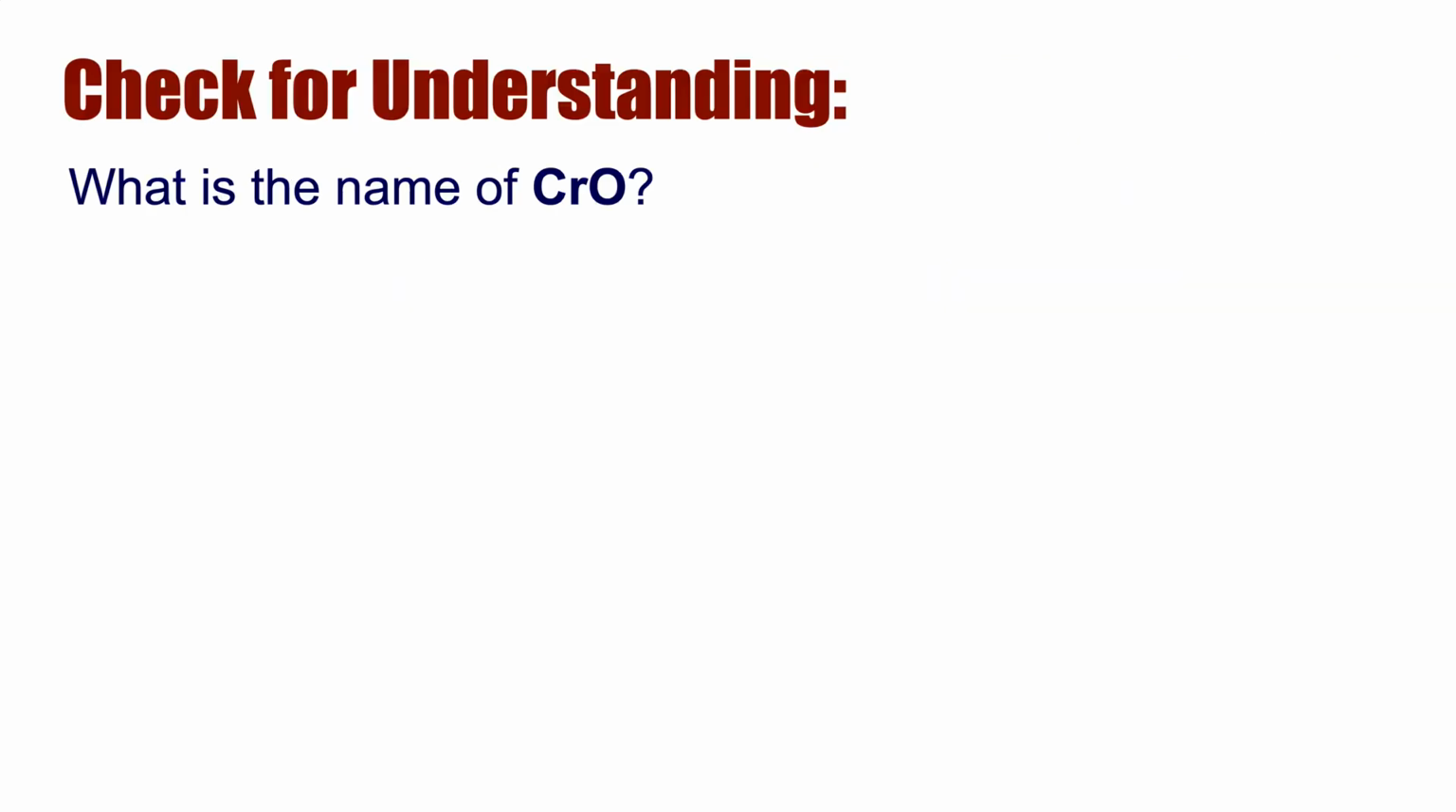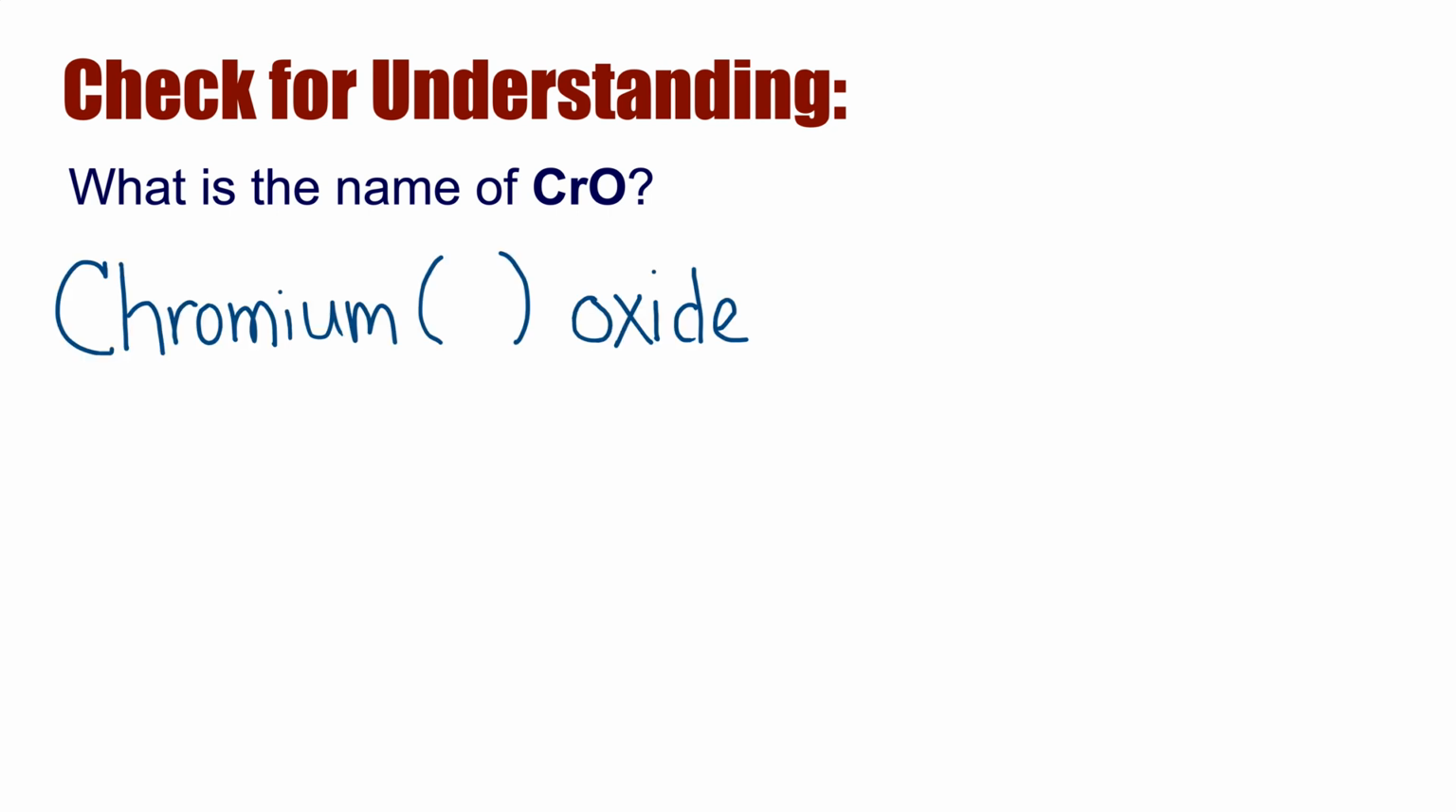So I have chromium, it's a metal. I'm asking myself, does it have more than one possible charge? And the answer is yes. So I know in the name it's going to be chromium. I leave the metal's name the same. And then next to it is going to be a parentheses with the Roman numeral inside of it. Oxygen becomes oxide. So now at this point, I have chromium oxide, I have that parentheses where I'm going to have to place a Roman numeral.